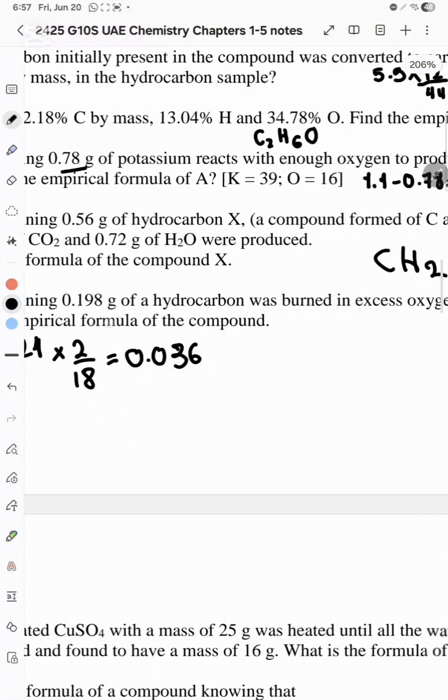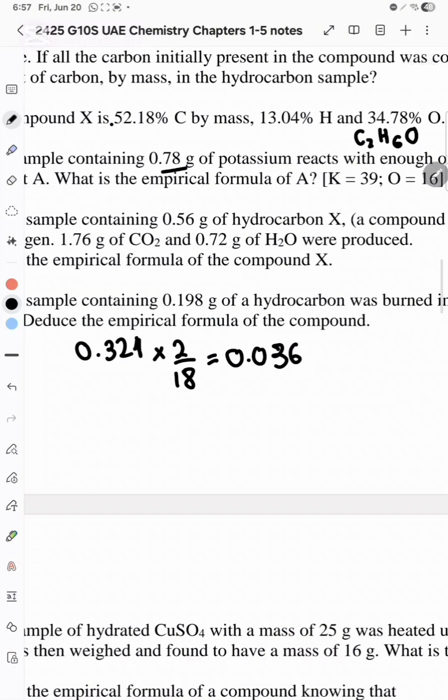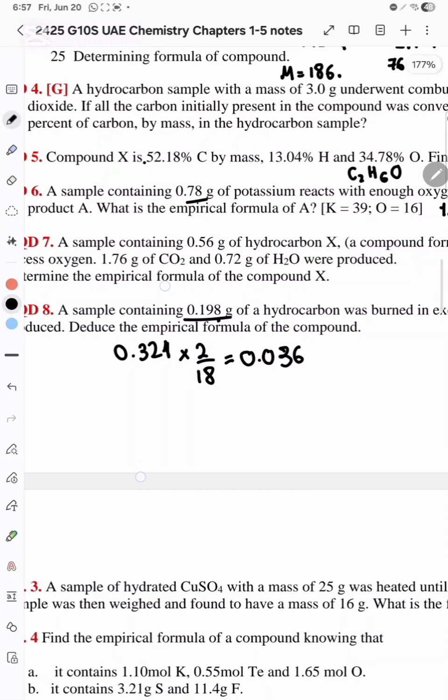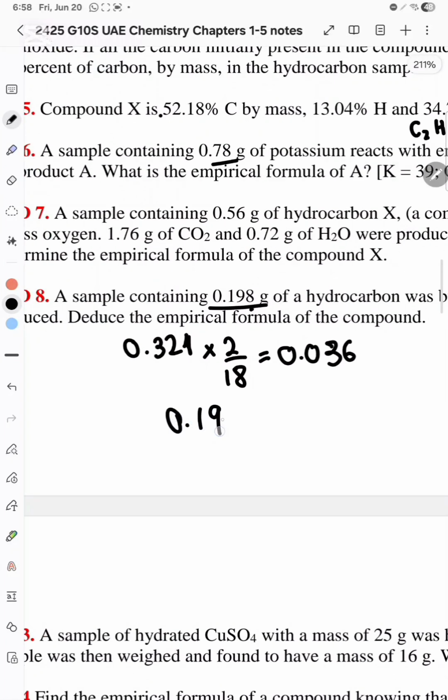And now you're going to say, okay, we don't have everything. Where are we going to get carbon from? We said it's a hydrocarbon. If this is the whole thing and this is the hydrogen part, subtract them, you get carbon. So 0.198 minus 0.036 should give us, is it 0.08?